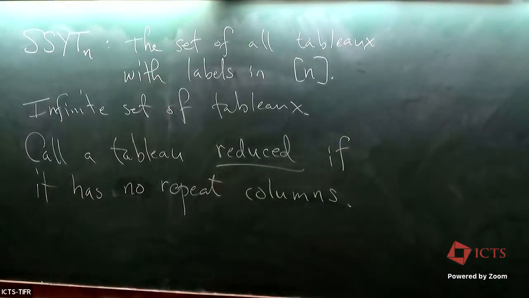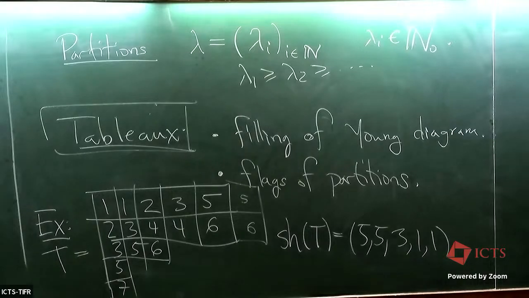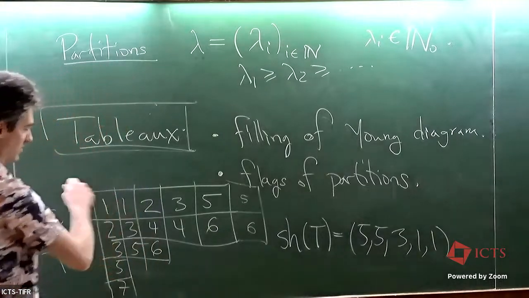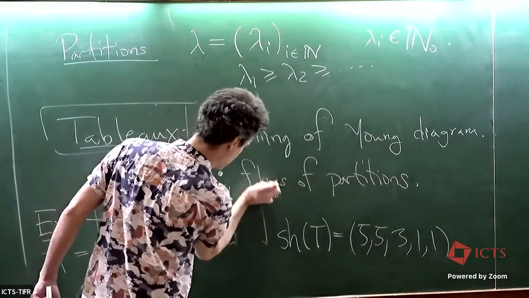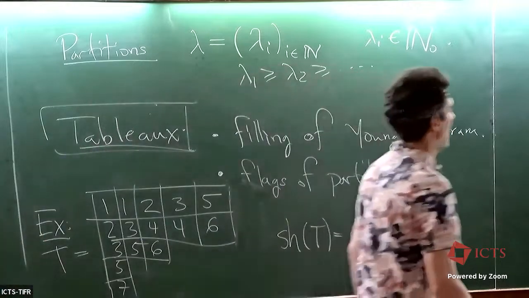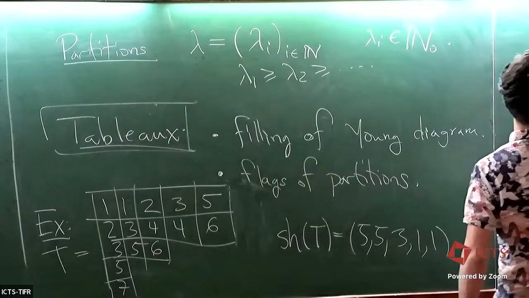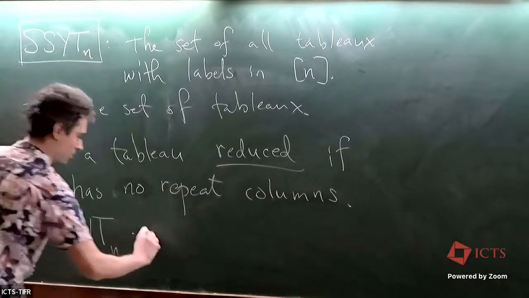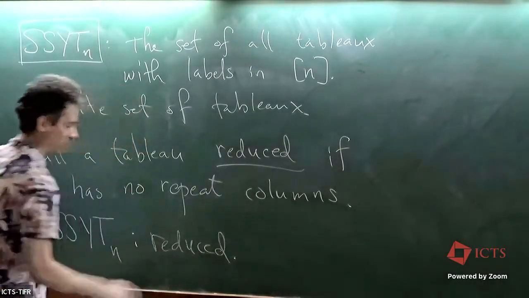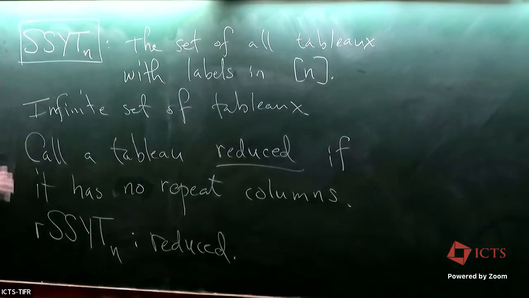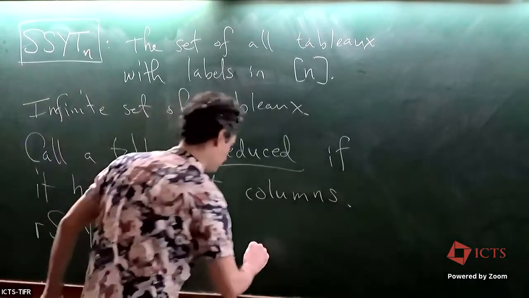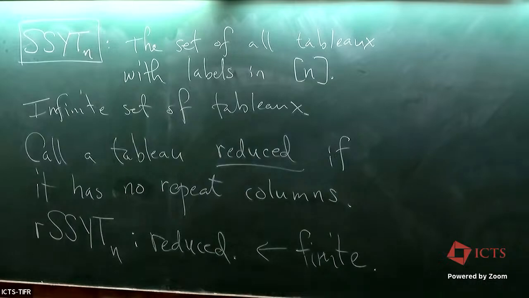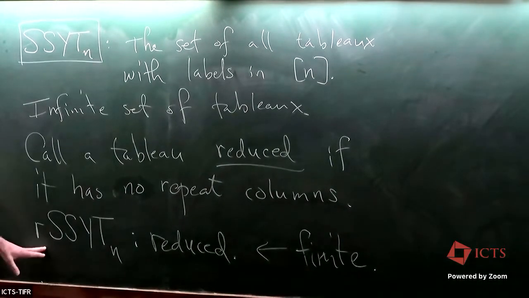I'll write it a little bit lightly. I'll erase that because I won't need it. That would no longer be reduced because now we have a repeated column. That's no longer reduced, but once I get rid of that, it would be reduced. And the corresponding set of tableaux will be, I'll use a lowercase r, SSYT, n, reduced. Okay? This is an infinite set. This is a finite set. The trick of extending by adding the same column over and over no longer works here.